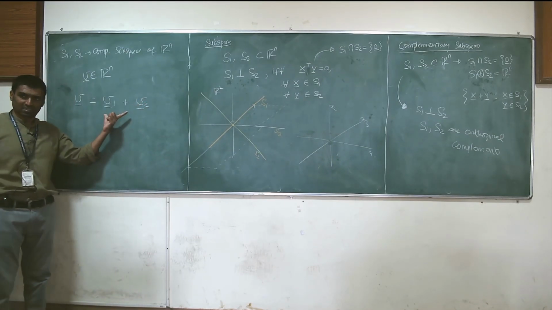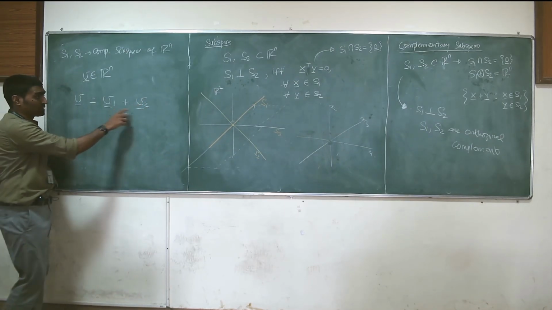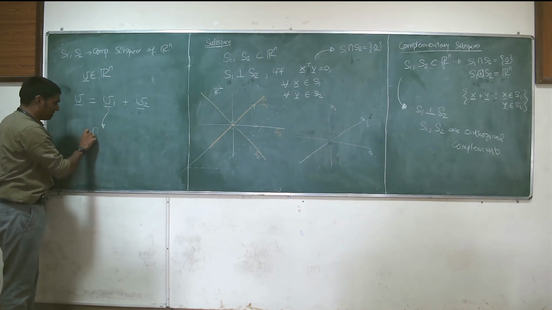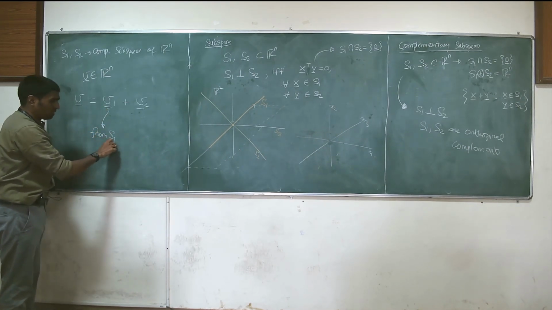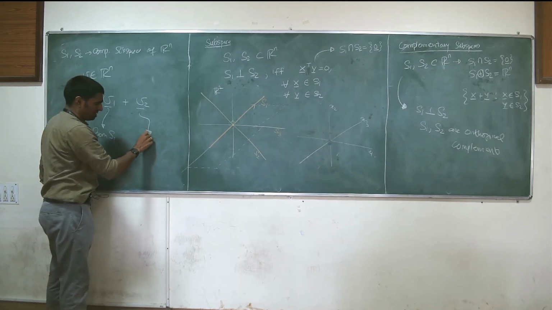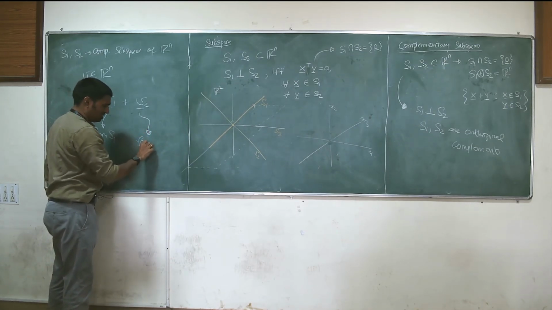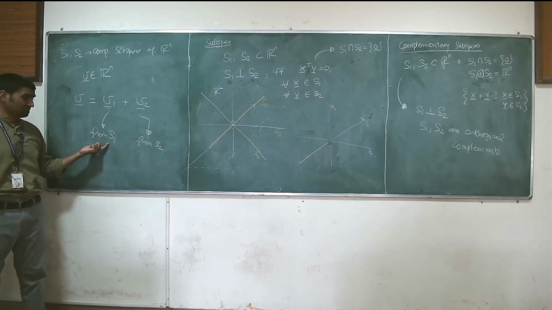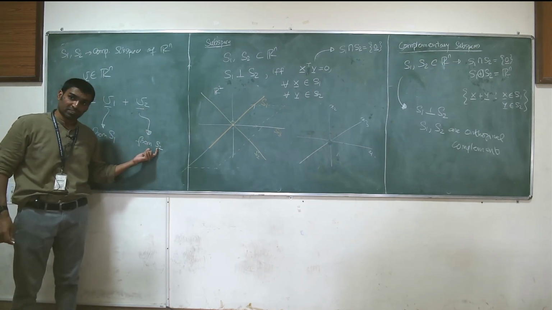Okay, as a sum of two vectors, v1 and v2, of course, are from Rn. But v1 is from S1 and this is from S2. This vector comes from subspace 1. This vector comes from subspace 2.